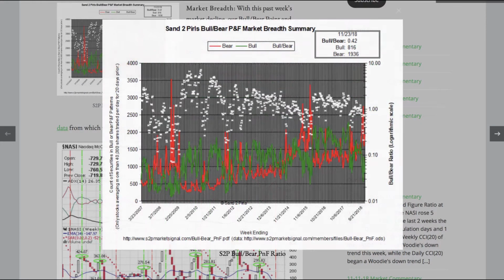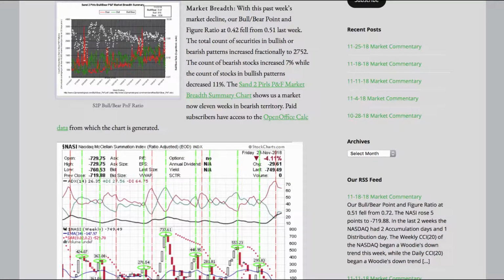Market breadth. With this past week's market decline, our bull-bear point and figure ratio at 0.42 fell from 0.51 last week. The total count of securities in bullish or bearish patterns increased fractionally to 2,752. The count of bearish stocks increased 7%, while the count of stocks in bullish patterns decreased 11%. The Pirls PNF market breadth summary chart shows us a market now 11 weeks in bearish territory.